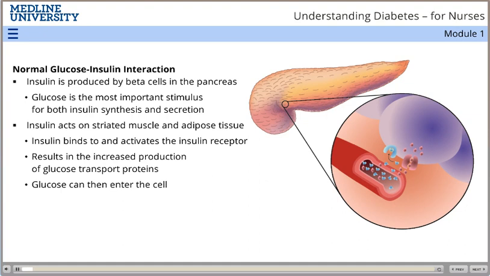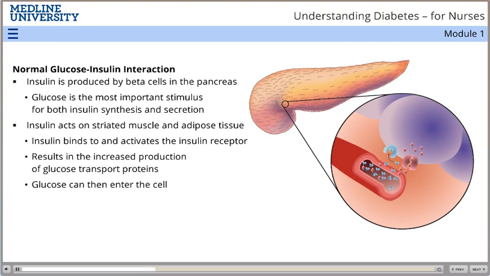We will now briefly explain the physiology of the glucose-insulin interaction seen in the healthy, non-diseased state. Insulin is normally produced by the beta cells of the pancreas. The pancreas releases insulin in response to ingested glucose and protein. Glucose is the most important stimulus for both insulin synthesis and insulin secretion.